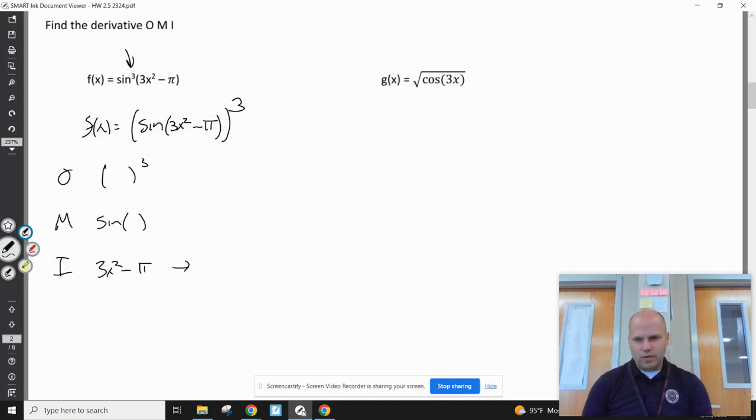Now, why did I give you 3x squared minus pi? Because a lot of people think the pi is like a variable and its derivative is, I don't know, pi, but pi is just a number. So the derivative is 0. So the derivative of the innermost piece is 6x. The derivative of the middle piece is cos parentheses.